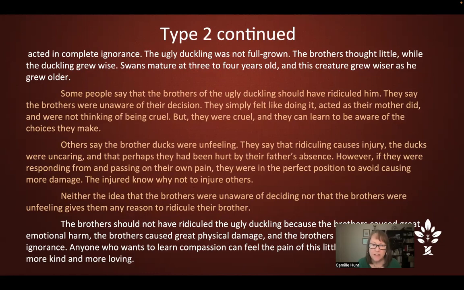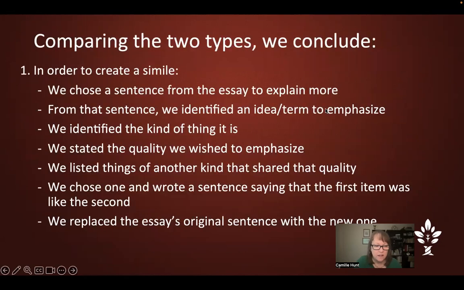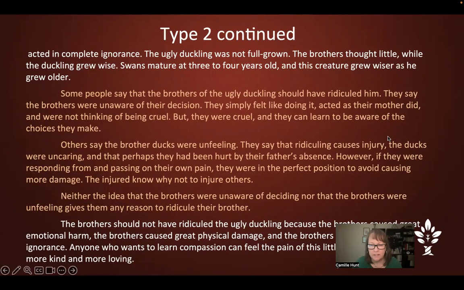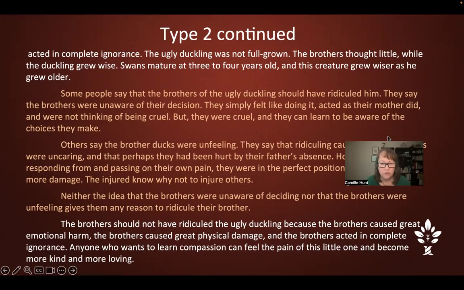Summary. Neither the idea that the brothers were unaware of deciding nor that the brothers were unfeeling gives them any reason to ridicule their brother. And then back to the conclusion, the brothers should not have ridiculed the ugly duckling because the brothers caused great emotional harm, the brothers caused great physical damage, and the brothers acted in complete ignorance. Anyone who wants to learn compassion can feel the pain of this little one and become more kind and loving.